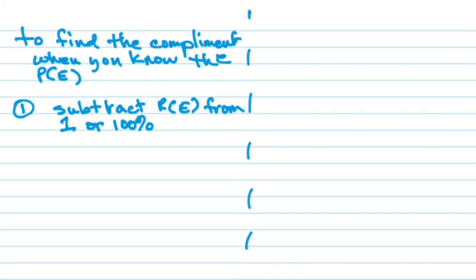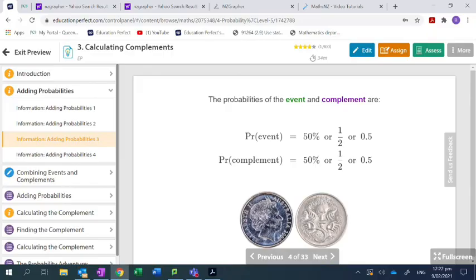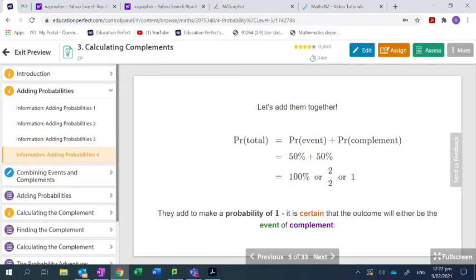Okay? So if you know the probability of the event, then you just subtract it from 1. What if I know the complement of the event? Could I find the probability? Sure. How? Subtract it from 1. You would just take the complement, subtract it from 1, and that would give you the event. So it's the same process for both. So there you go. They were showing you that. So 50% plus 50% is 100%, or 1. Or 2 over 2, or 1. Same difference when we added those two together.